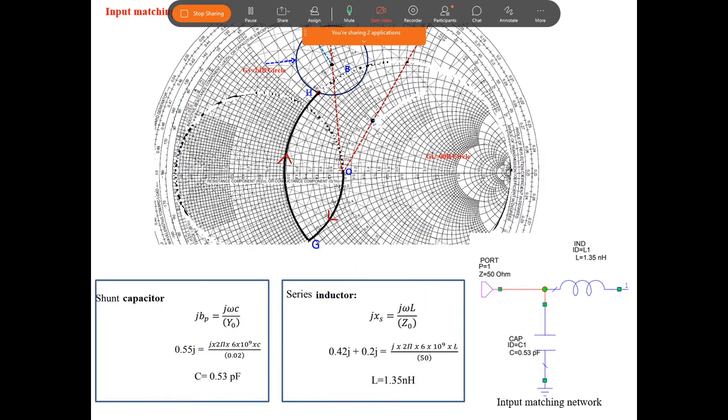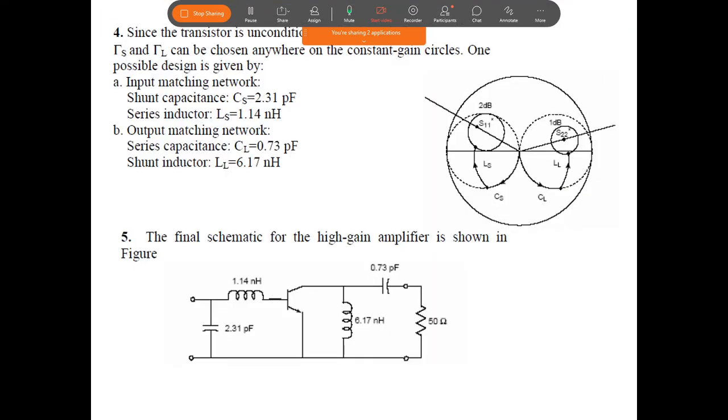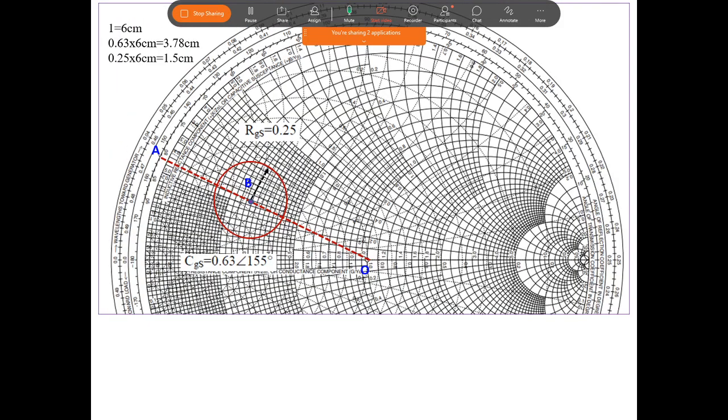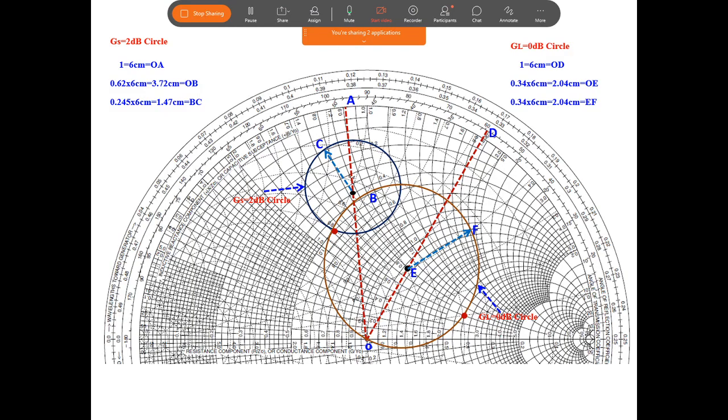So this is about this amplifier design. In the next class, we will discuss one more thing, that is called stability of the amplifier. We will discuss that in the next class, and continue in the next class.